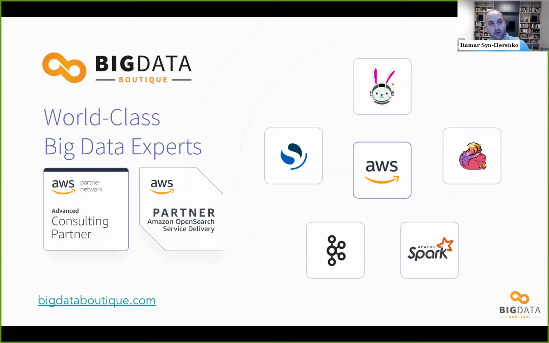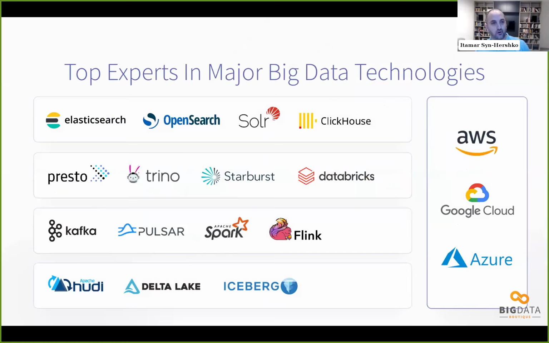So quickly about us, we are world-class big data experts. We are an advanced consulting partner with AWS, and we've been doing, like I mentioned, OpenSearch and Elasticsearch for many, many years now. Me and the team are doing migrations and optimizations pretty much on a daily basis, obviously including the latest advancements on RAG and Gen AI and so on. We deal with other technologies as well, even Trino and Flink and Spark and Kafka and others. But like I mentioned, our bread and butter really is OpenSearch and Elasticsearch.